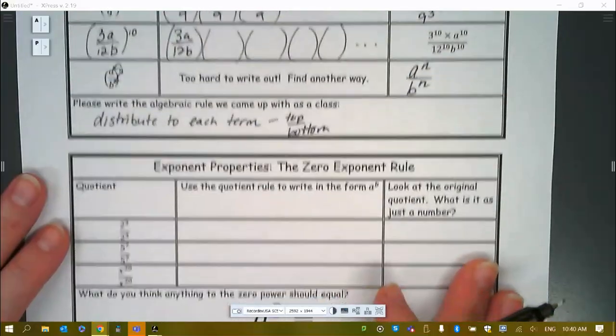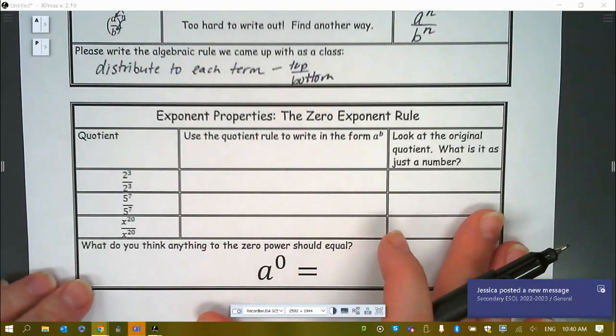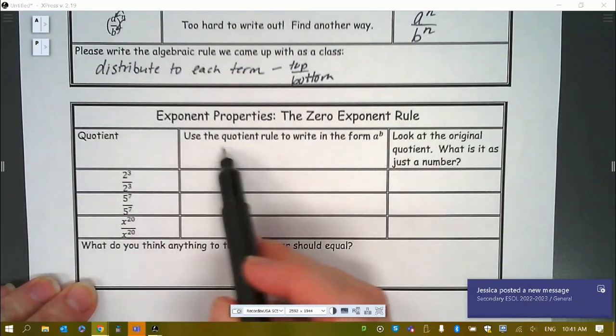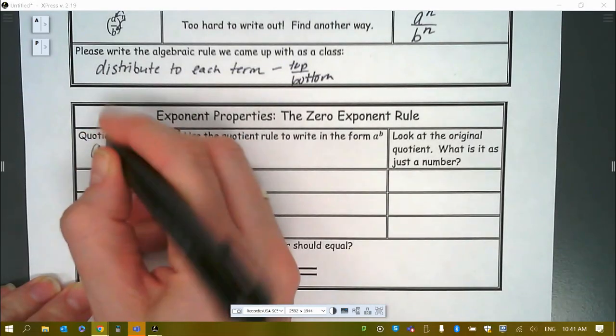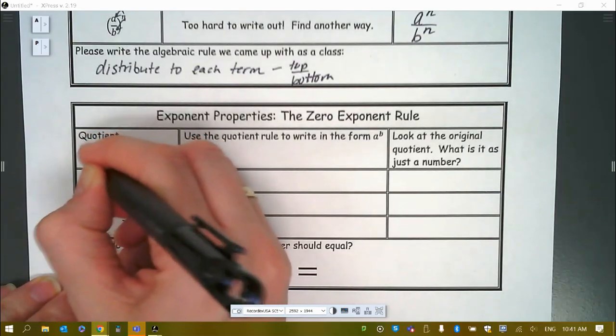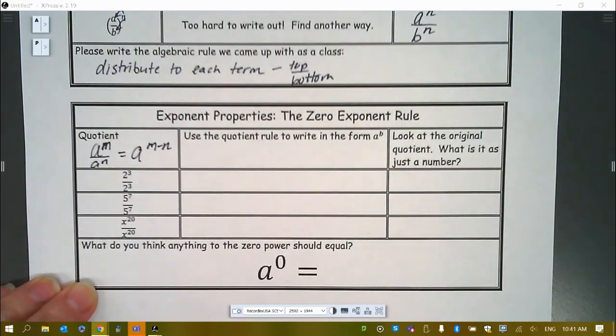So one last thing before I end this video, because this is a really simple part, and I just want to kind of tack it on to the end here. Let's think about, we're going to expand what the quotient rule means, right? The quotient rule, what we learned was that if we have a to the m over a to the n, it's the same as a to the m minus n, right?